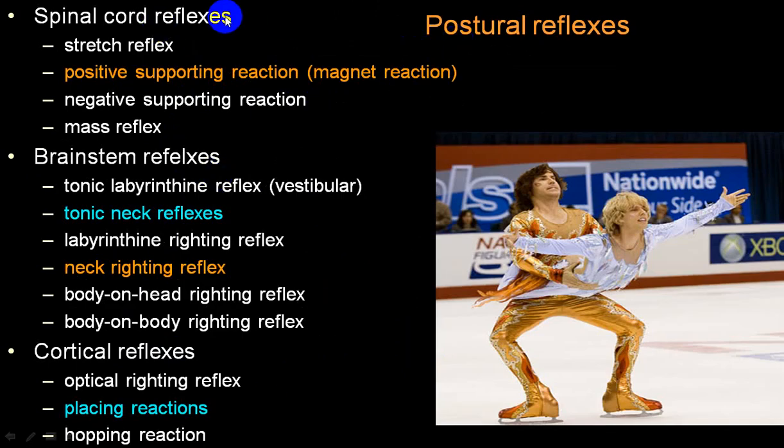So there are postural reflexes which are concerned with the spinal cord. We call them the spinal cord reflexes, which are stretch reflex, positive supporting reaction, also called the magnet reaction, negative supporting reaction, and mass reflex. While with the brainstem, there are vestibular reflexes, or tonic labyrinthine reflex, tonic neck reflexes, neck righting reflex, labyrinthine righting reflex, body on head righting reflex, body on body righting reflex, etc. So there will be spinal cord reflexes, brainstem reflexes, and cortical reflexes. And cortical reflexes are optical righting reflex, placing reaction, hopping reaction, etc. We are not going into detail regarding any one of these.